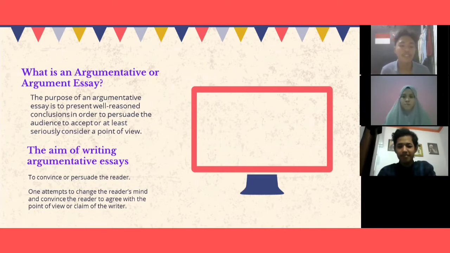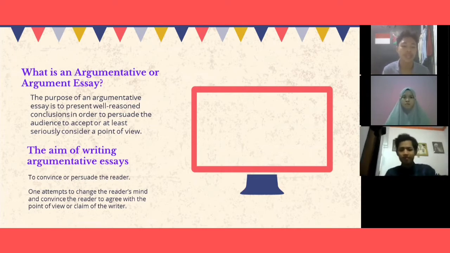What is an argumentative or argument essay? The purpose of an argumentative essay is to present a well-reasoned conclusion in order to persuade the audience to accept, or at least seriously consider, a point of view. And the aim of writing an argumentative essay is to convince or persuade the reader, attempting to change the reader's mind and convince the reader to agree with the point of view or claim of the writer. Next.